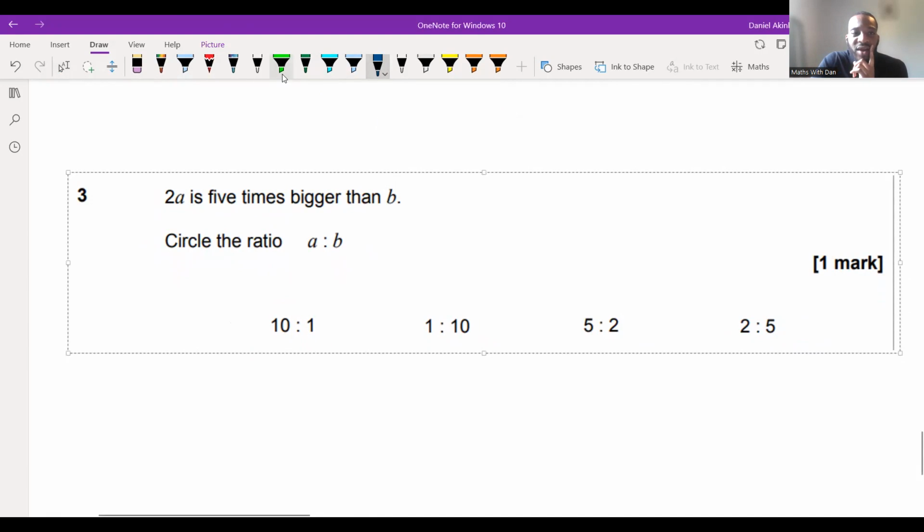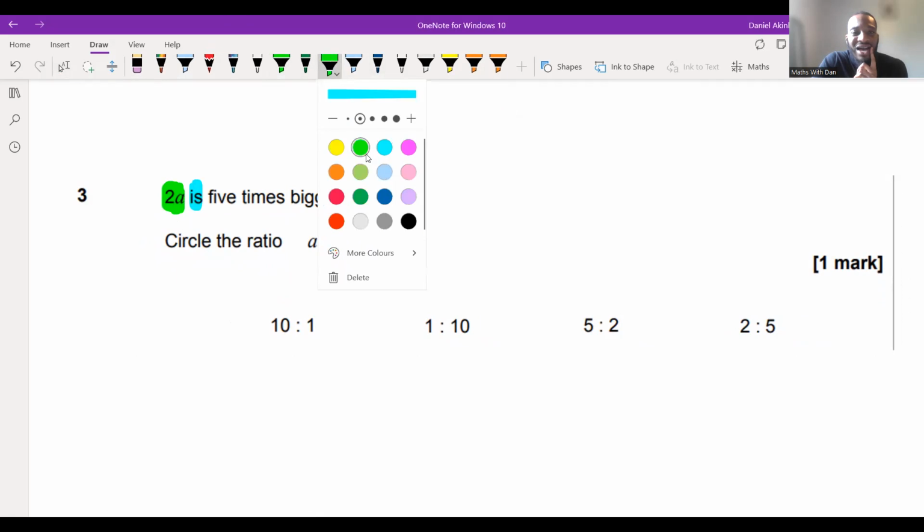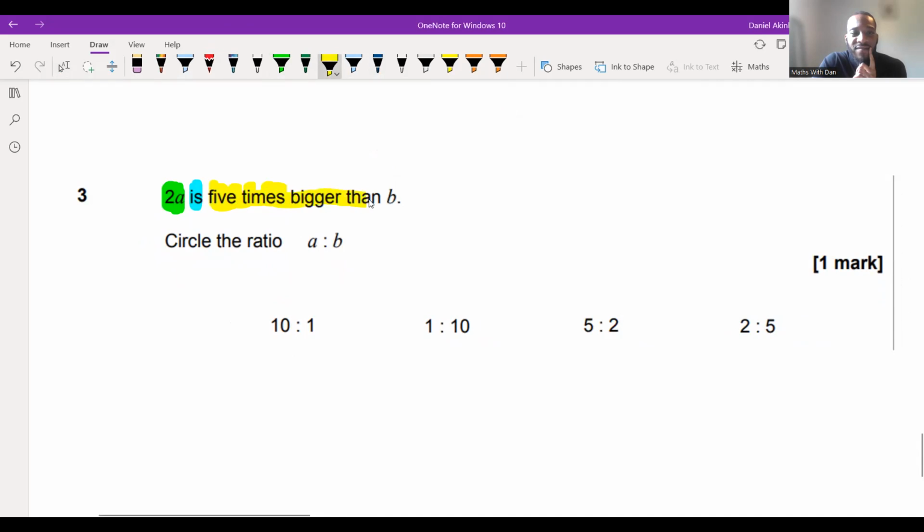Now, I've got this here. I'm going to break this into parts. I've got 2a, right? I've got the word is, and then I've got 5 times bigger than b, right? So for me, I'm going to break this down into parts. I've got 2a. Now, can somebody tell me, please, what is the word is in maths? What mathematical symbol can I replace the word is with?